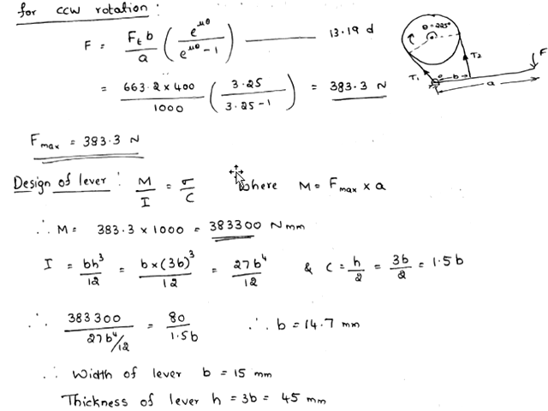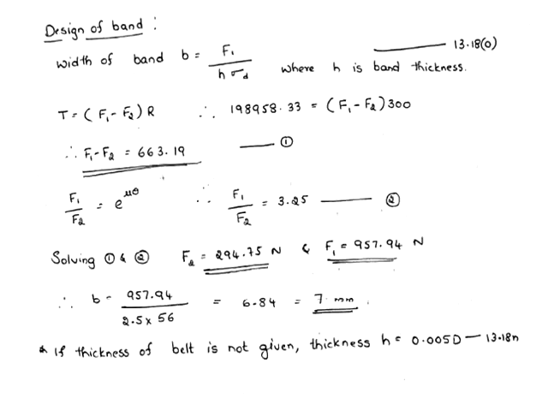Sigma value is given in the question, 80 megapascal. Substitute all the values. You will get width of lever B as 15 mm. Therefore, thickness of lever or height of lever will be 3 times B, 45 mm. Last sub question, design of band. Design of band means we have to find out thickness as well as width of band. But in this question, thickness is given directly.